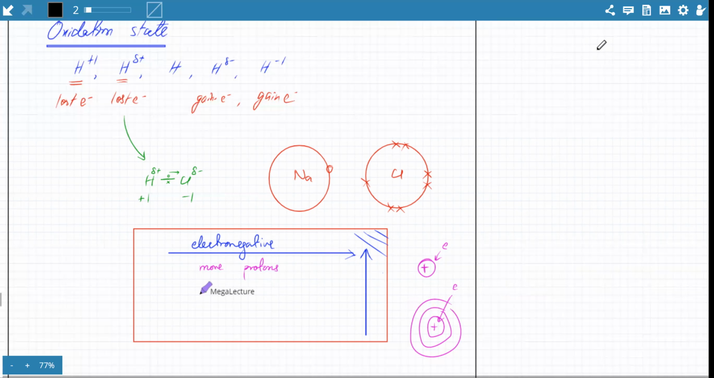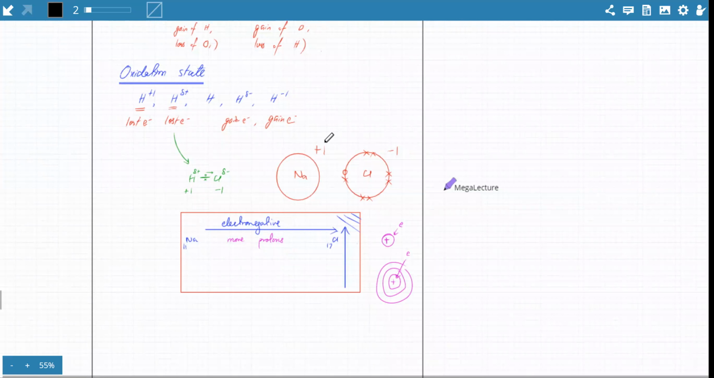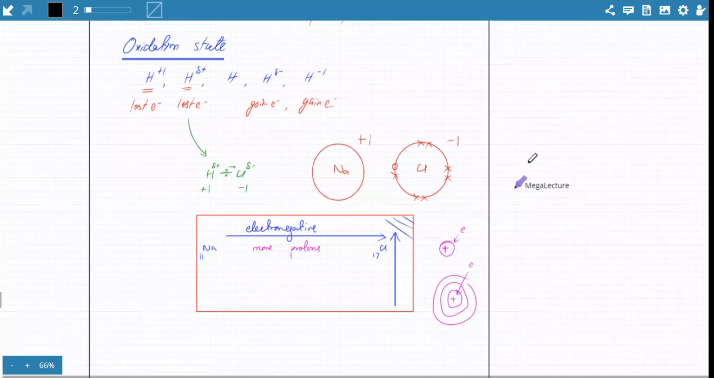So what happens is that Na is over here and Cl is on the extreme right. Cl has 17 protons, which means that it has a very strong attraction for electrons. Now in the case of NaCl, you already know what's going to happen. This electron over here is going to jump and get attracted to Cl. And the Cl would get a -1 charge and Na would get a +1 charge. That is oxidation state. Na has an oxidation state of +1, Cl has an oxidation state of -1.